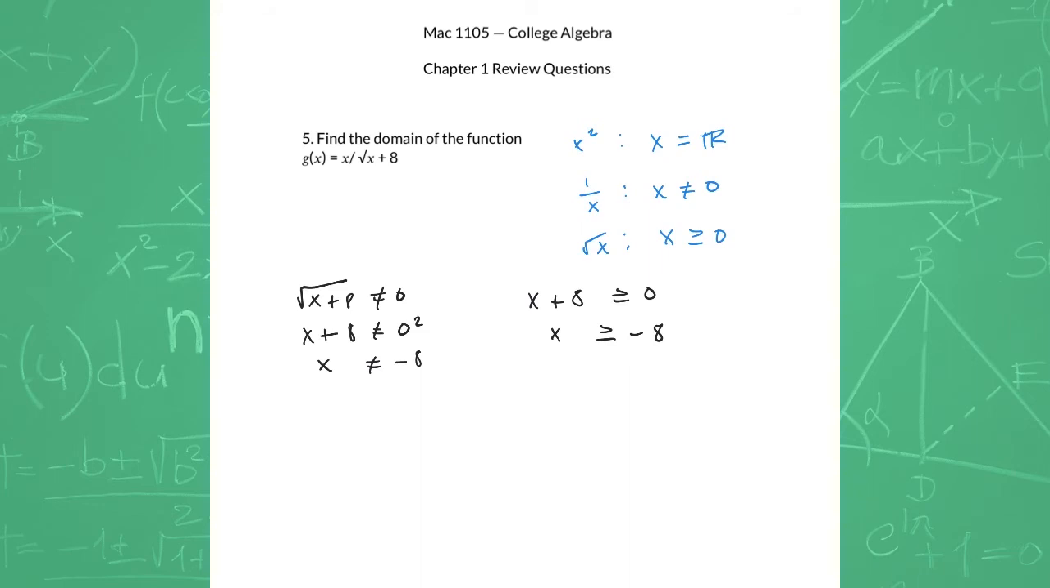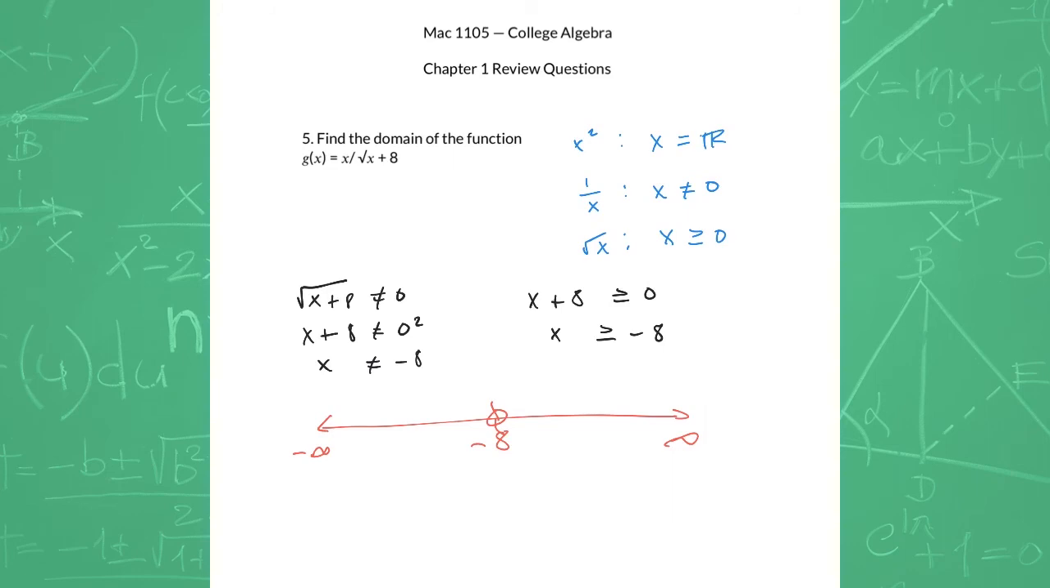Okay? Now that we have those two expressions, we want to express our domain in interval notation, and it helps to graph those expressions on a real number line that goes from negative infinity to infinity. So let's start by graphing the first one. To graph x cannot be equal to negative 8, we'll just plot negative 8 with an open circle because x cannot be included in our domain.